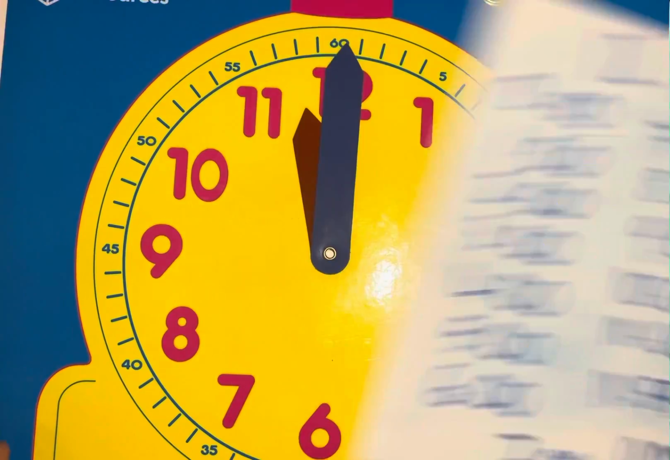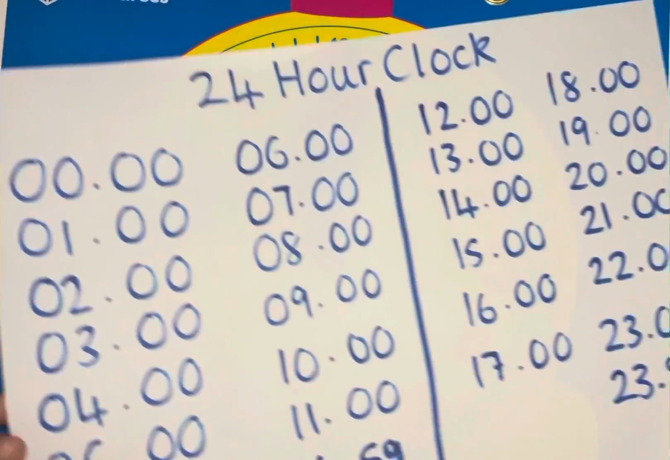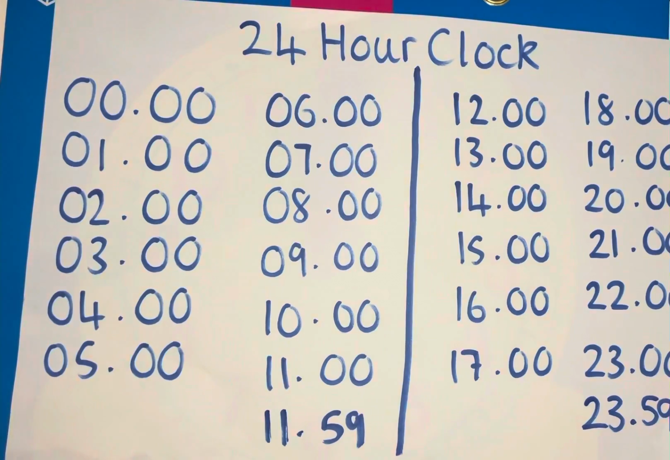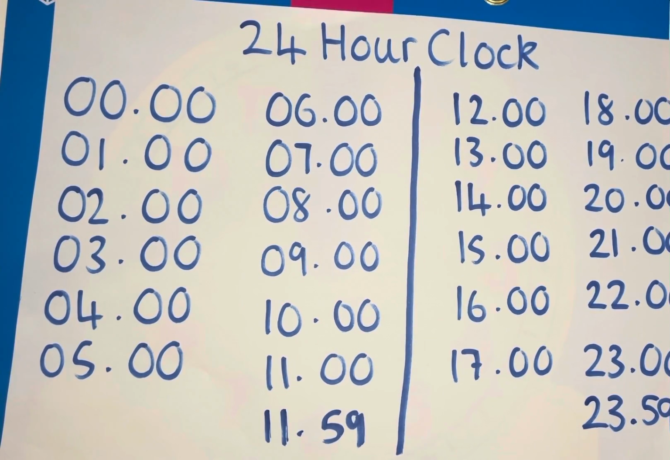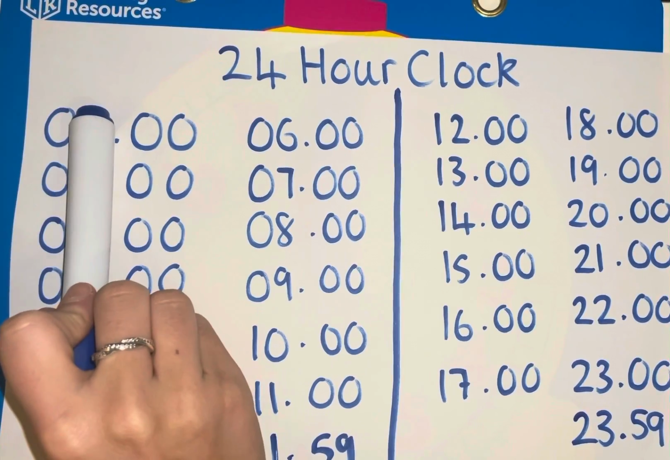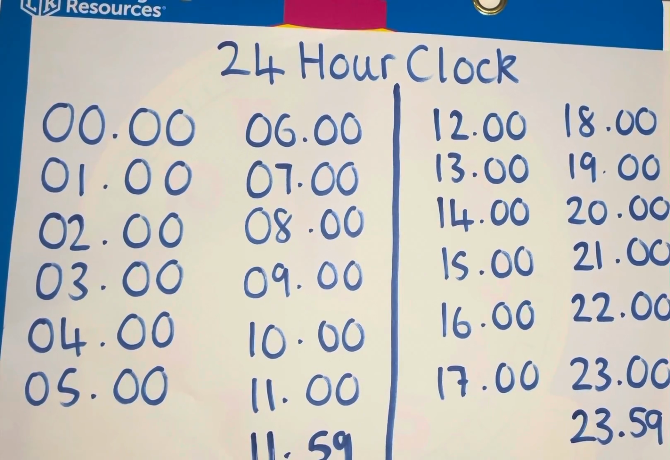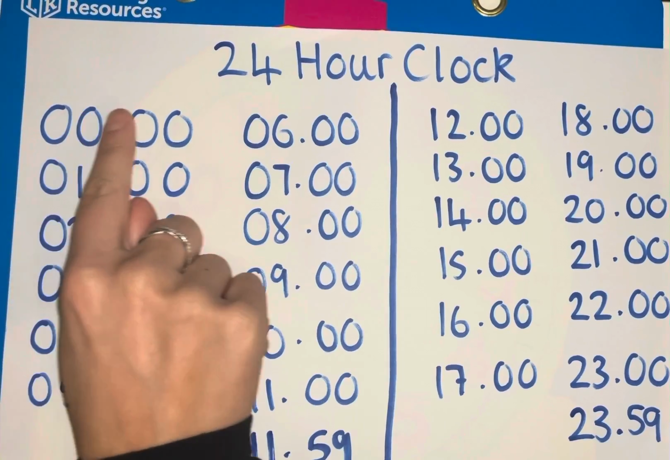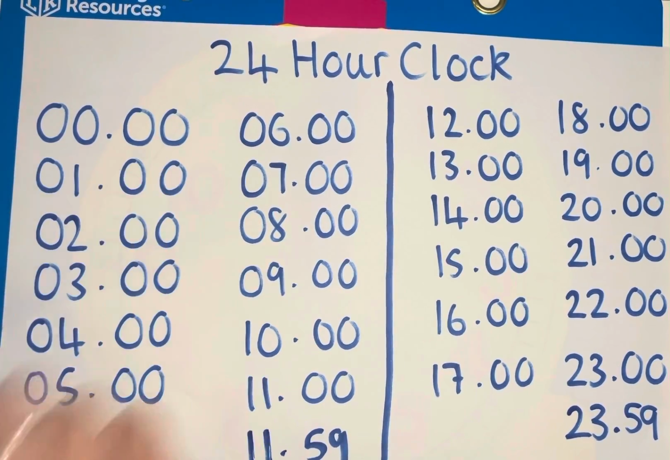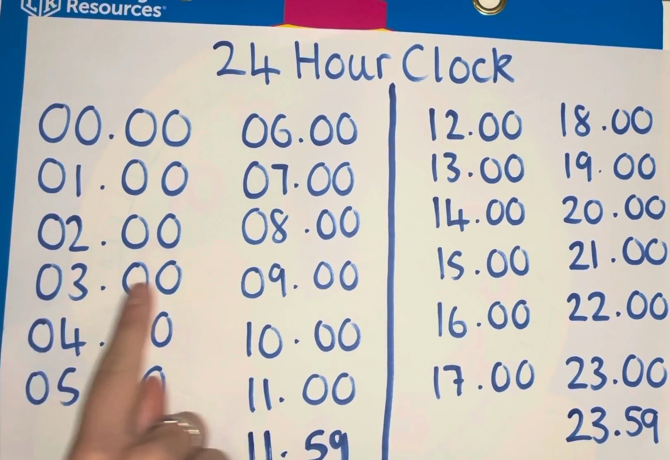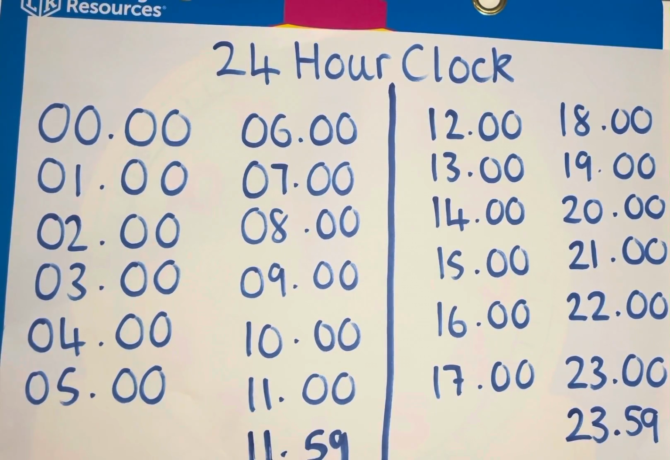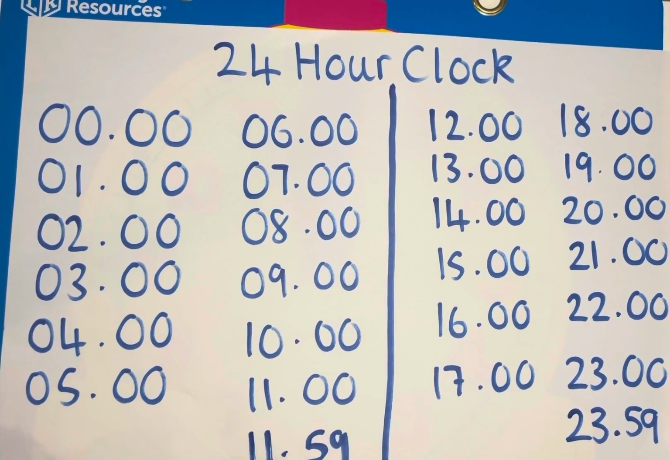Now, on a 24-hour clock, each time we have 4 digits. So the new day starts at 12 o'clock in the morning, and on a 24-hour clock, 12 o'clock in the morning is written 0000. So when we think about time, we need to remember that on a 24-hour clock, 12 o'clock in the morning is written 0000. And then we go 1 o'clock in the morning, 2 o'clock in the morning, 3 o'clock in the morning, all the way up until 11:59 in the morning.